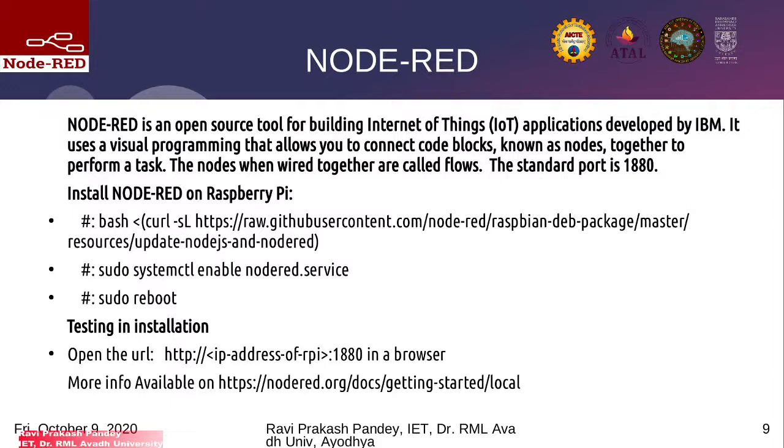Students would very much like this, so I will demonstrate it to them. It's also an open source project for building IoT applications. It was developed by IBM, and it uses visual programming that allows you to connect code blocks known as nodes together. They perform a task. Different nodes can be, for example, a source node, like an ESP32 or Arduino or anything else, and a sink node could be a smartphone, or a browser or anything.